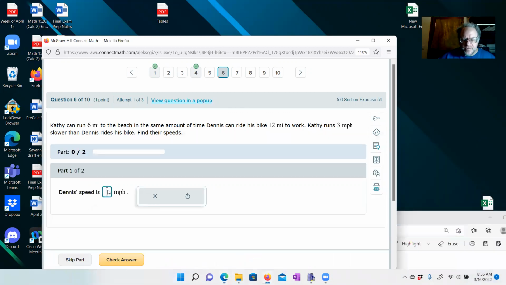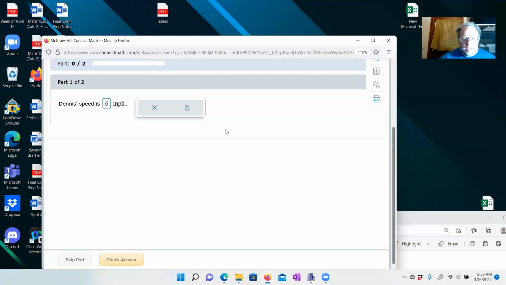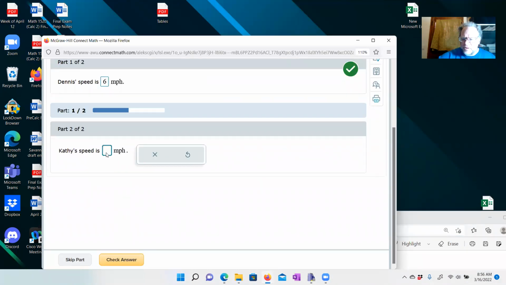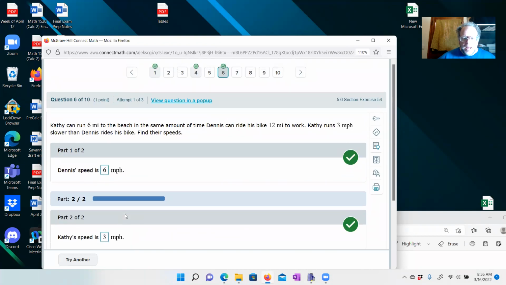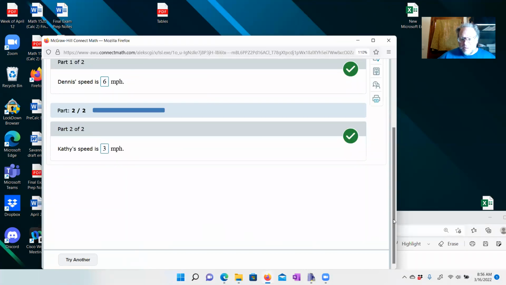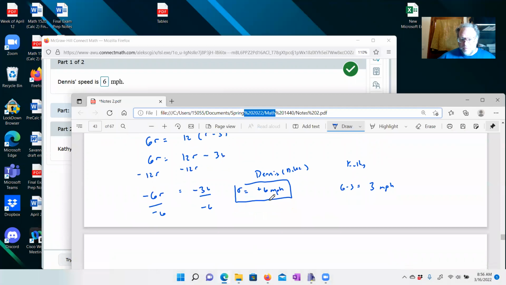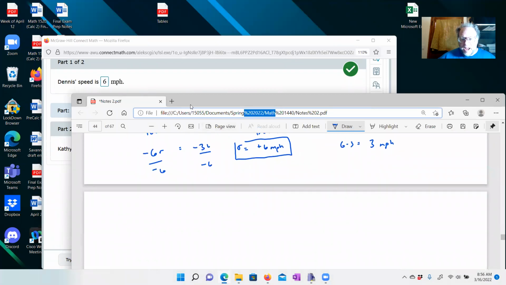So Dennis is 6 on the bike, and we'll check. And Kathy is going to be 3. All right, and that's pretty much how you set those up. It's going to be the same kind of solution every time. It's the setup that's usually the problem.